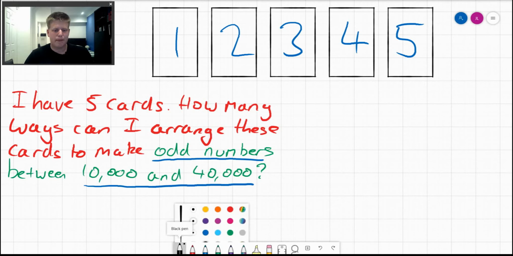For example, the first number could only start with a 1, 2 or 3, because if it started with a 4 or a 5, it would be greater than 40,000. The other thing that we need to know is that because it's odd, it has to end in a 1, 3 or 5. So instead of just doing permutations, some random ones aren't allowed. So we need to look at a more systematic way of finding out all the different combinations we can have.